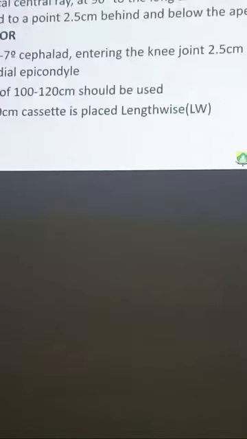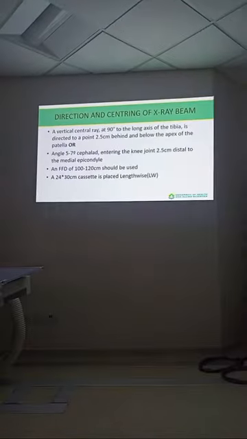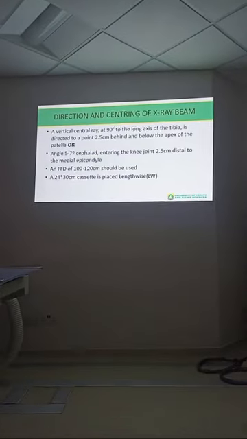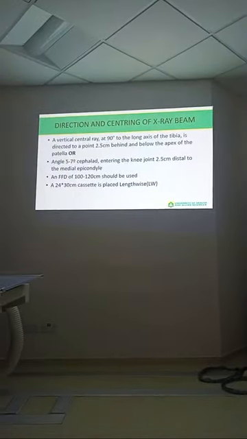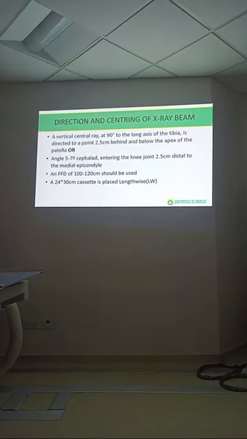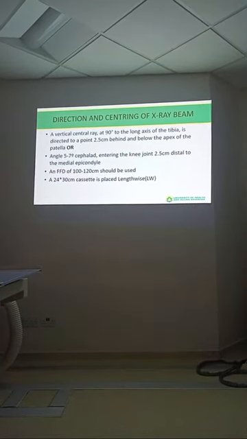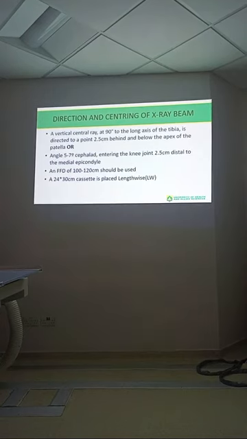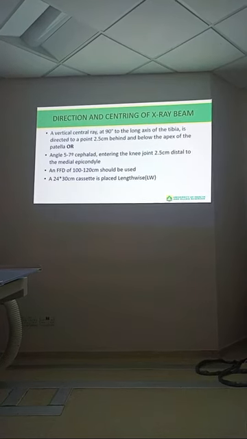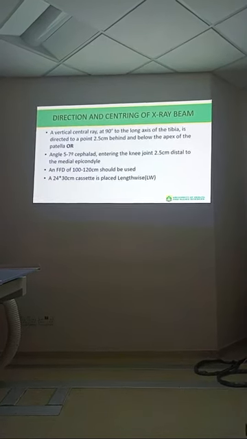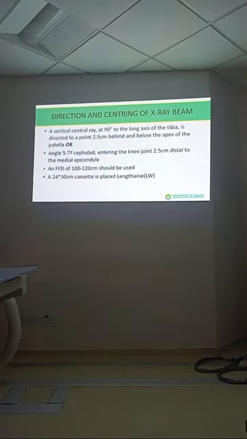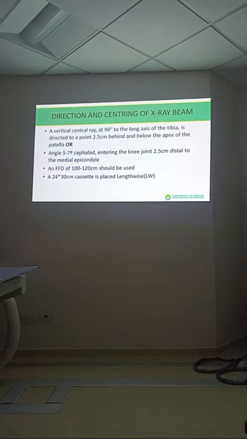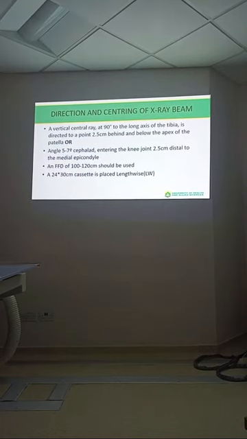Okay, so the direction and centering. Again, for the direction and centering of the radiographic imaging of the knee, some literature will tell you that we are using a 90-degree beam, so a vertical beam to the knee. However, other literature will also tell you that they are going to angulate depending on the patient's physique.